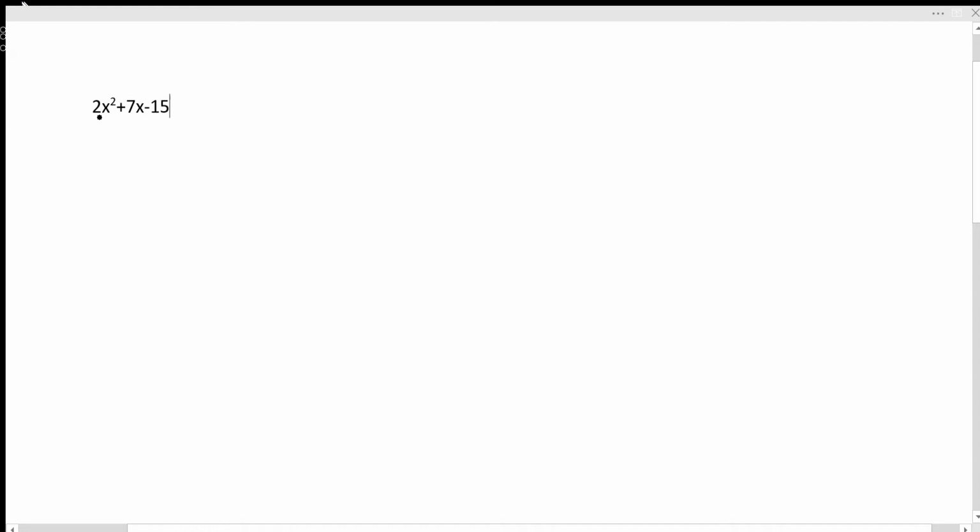Now, first of all, before we start factoring anything else, let's look to see if these terms have a greatest common factor. Is there anything that we can divide 2, 7, and negative 15 by? Doesn't look like there is, so let's begin factoring.